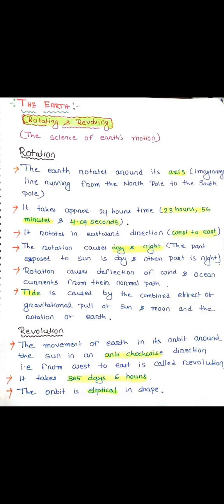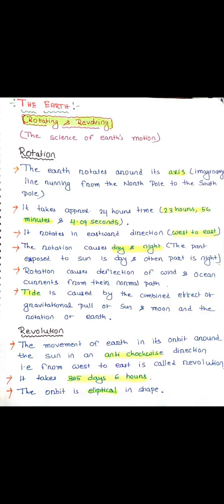It rotates in eastward direction, that is from west to east, and the rotation causes the change in day and night on earth. The part exposed to the sun is the day part, and the part which is away from the sun is the night part. And this rotation also causes deflection of wind and change in ocean currents from their normal path.